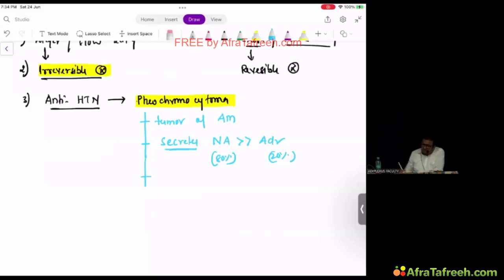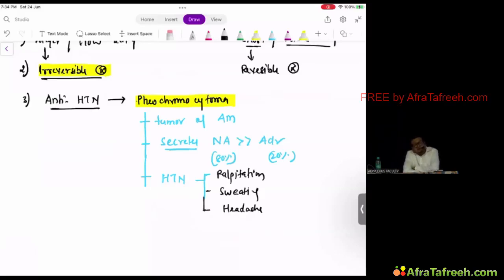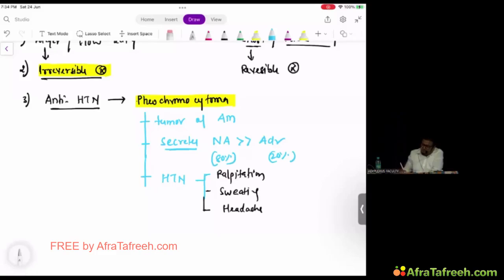What is the symptom? The patient has hypertension. Along with that, the patient has palpitation, sweating, and headache. So the patient mostly comes to you with one of these complaints: sweating, headache, palpitation. And when you investigate, his BP is found to be high. You further investigate, and you find a tumor in the adrenal medulla. That is a case of pheochromocytoma. So pheochromocytoma is a tumor. Broad things I have told you.